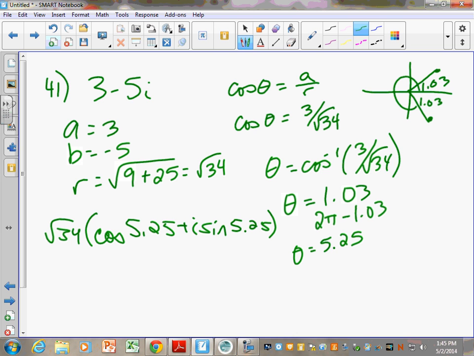And then it says write it 3 other ways. That's just silly. But you could just keep adding or subtracting 2 pi, and you would always get the same spot. But I don't really care about that part.